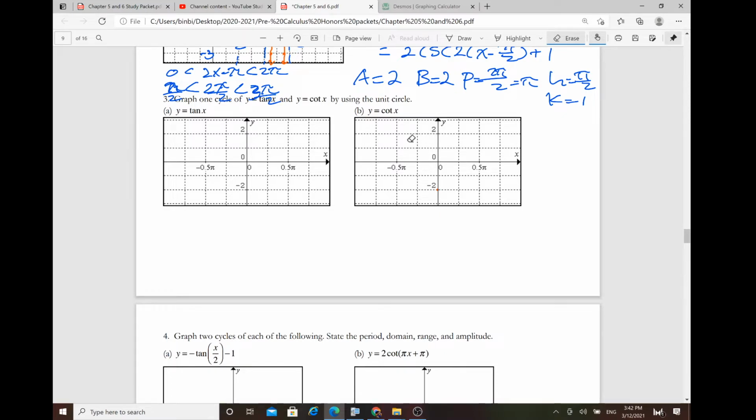And this one is a continuation of 5.4. So again, secant, cosecant, tangent, and cotangent graph. Number 3: graph y equals tangent of x and y equals cotangent of x by using the unit circle.